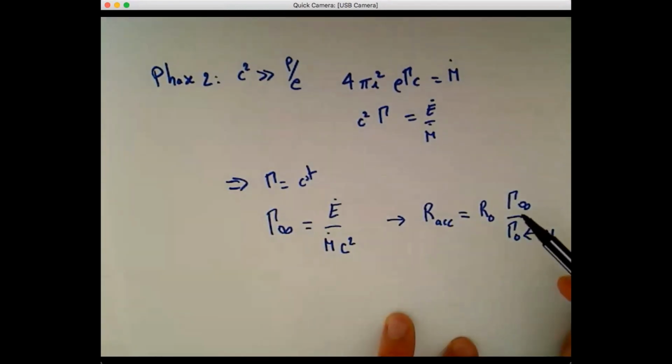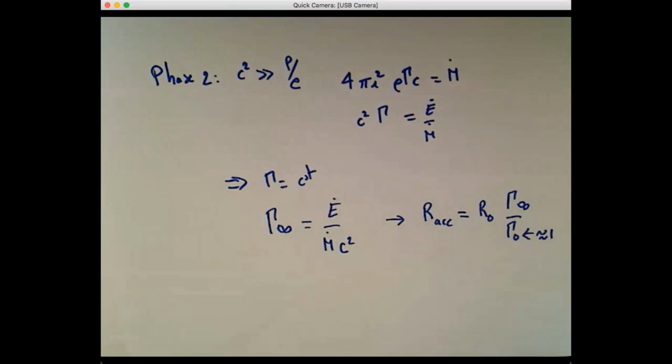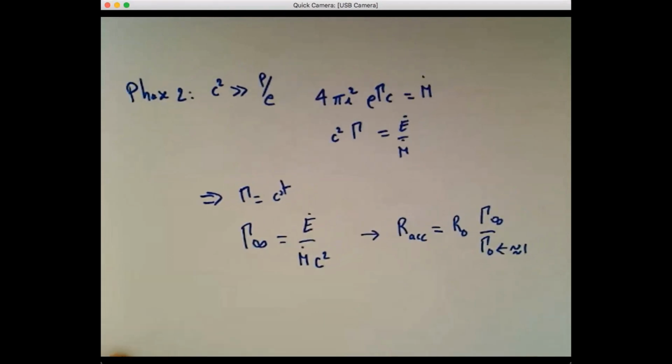So it's just the product of the initial size times the final Lorentz factor. So in a fireball model, if you want to reach a Lorentz factor of 100 with a source of size r dot, it's easy. You reach it when you reach a radius which is 100 times r dot. Okay, so this is a fireball.